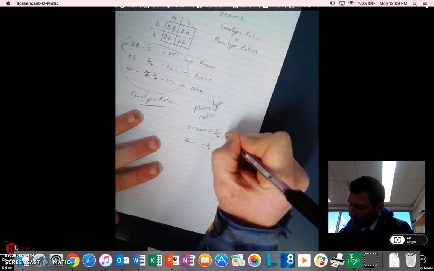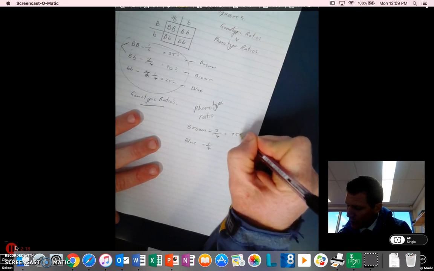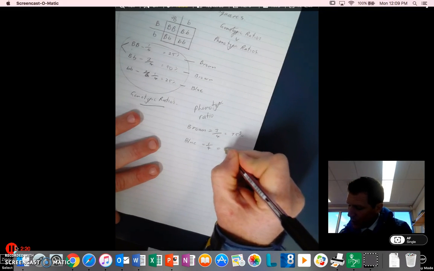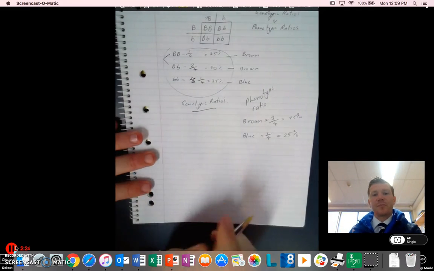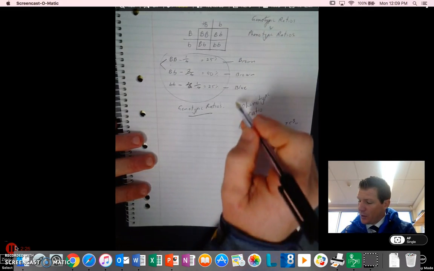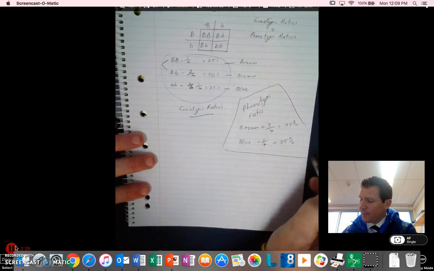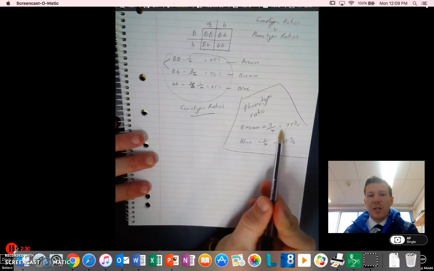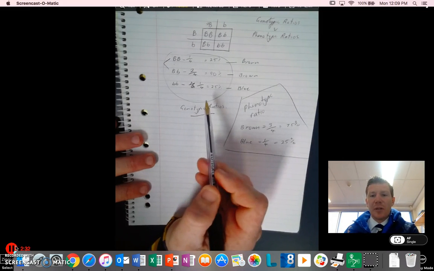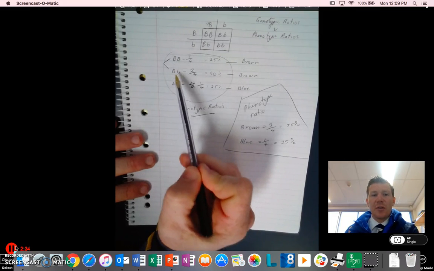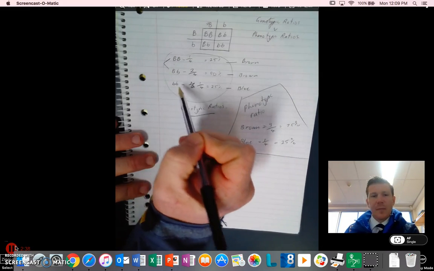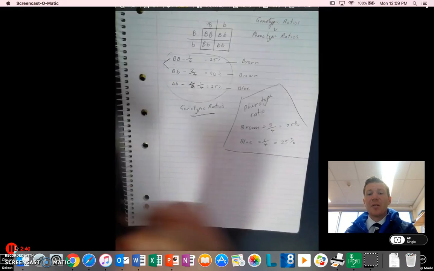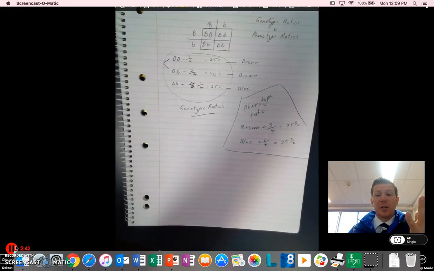Now if we convert them to percentages, we get 75% chance of having a brown-eyed child and a 25% chance of a blue-eyed child. Okay, so this here is my phenotypic ratio, and this is my genotypic ratio. Okay, so the genotypic ratio is the genotype, okay, refers to those. The phenotype is what traits are actually going to say.